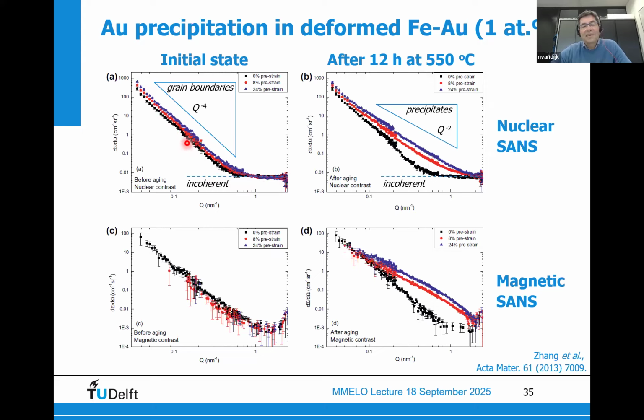And if you then look at the sample after 12 hours of aging, then you see that if you have not deformed anything, then you have not gotten any extra scattering. So no precipitates are formed. In the TEM, we saw a very small number of those and only at grain boundaries. So if you then deform, then you start to induce the precipitation of these plates, and they all need some dislocation to nucleate. So that's why if you have more deformation, you have more precipitates.